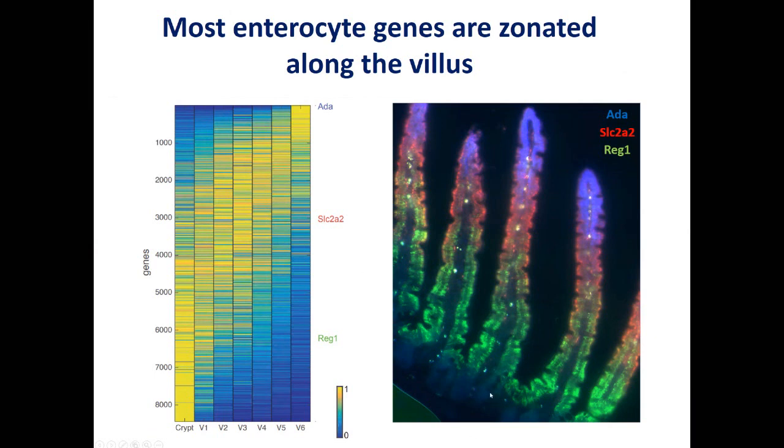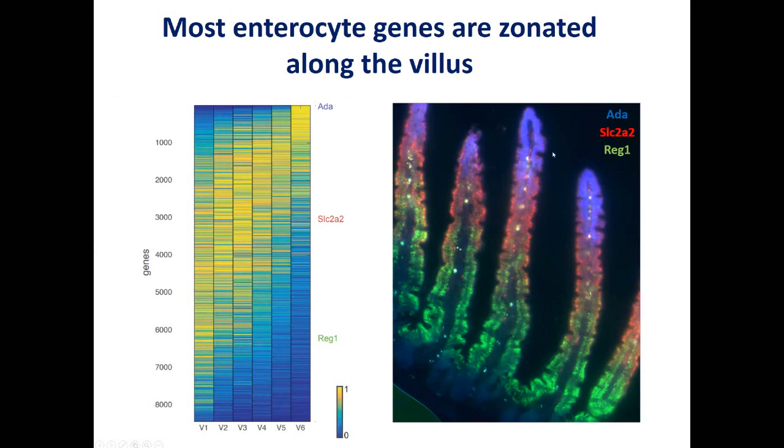And you could say, of course, crypt would be different than the villus because crypt contains the proliferative cells, and the villi contains the differentiated cells. But even if you erase the crypt, you can see that there's extreme diversity. And if you take a tip enterocyte and a bottom enterocyte, they're as different as an enterocyte and a secretory intestinal cell. So completely different cell states.